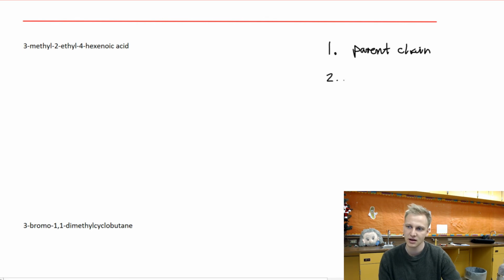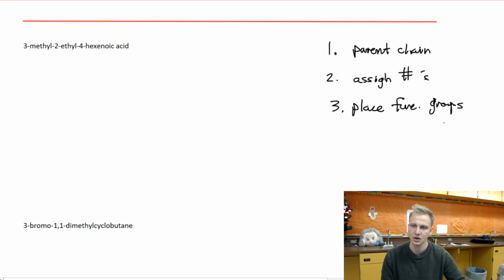And from there, I assign numbers. And we can do them however we want. And then 3 is we place the functional groups. So here I can see that I have a hexanoic acid. So I know that I'm going to have 1, 2, 3, 4, 5, 6 different carbons there. And then from there, I'm going to just assign numbers. 1, 2, 3, 4, 5, and 6.